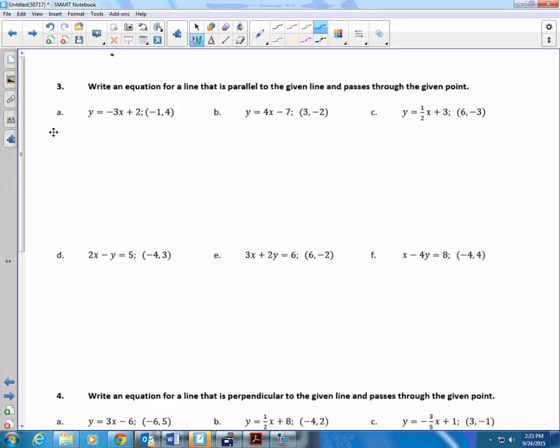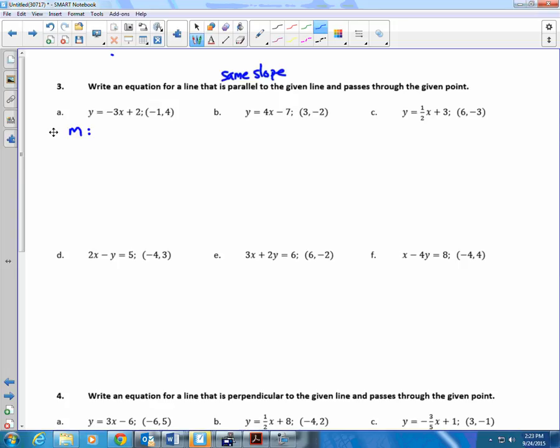Parallel. Super important. New material. Slopes of two lines that are parallel. Their slopes are same. Parallel means same slope. So I want to write an equation for a line that's parallel to y equals negative 3x plus 2 and passes through negative 1, 4.